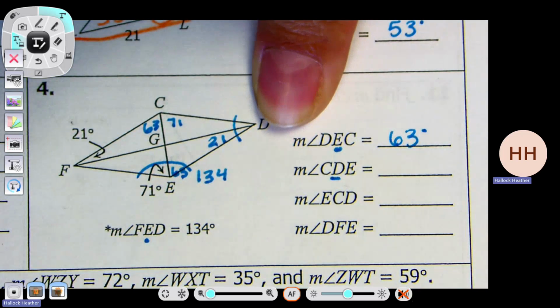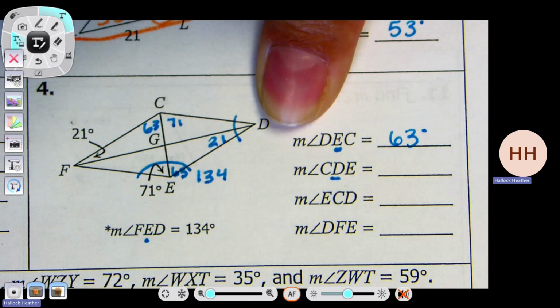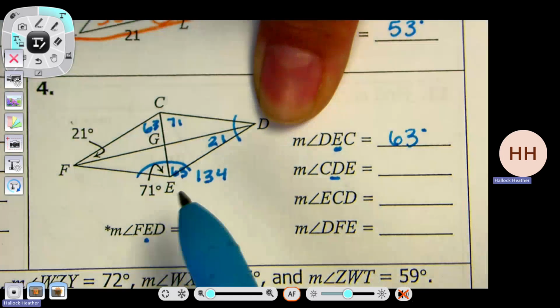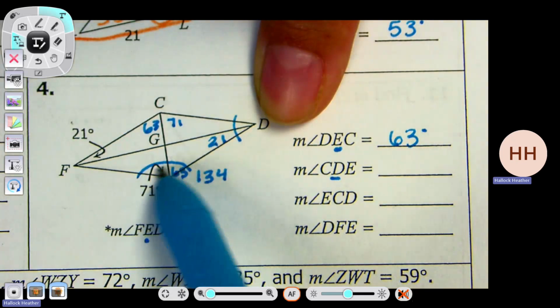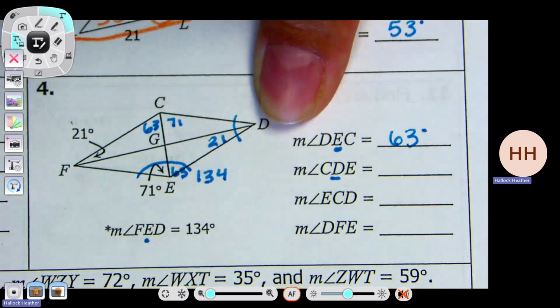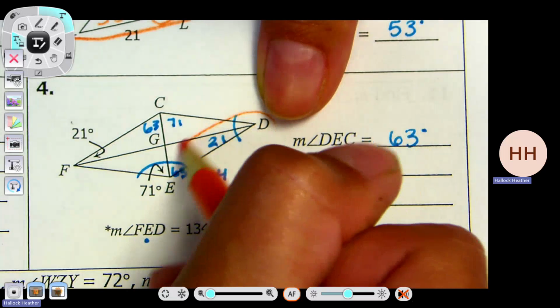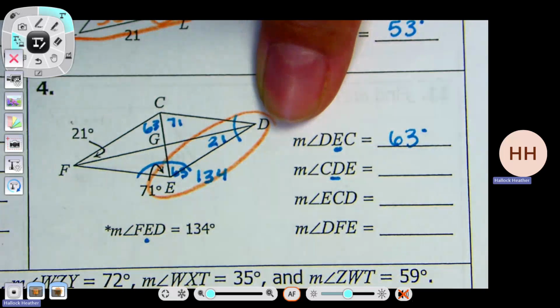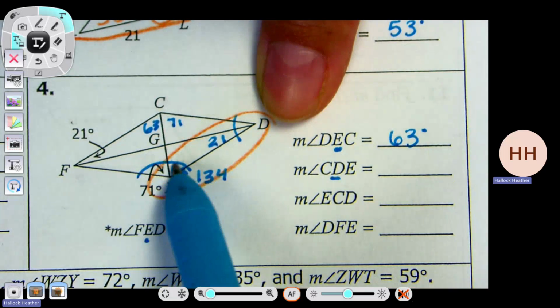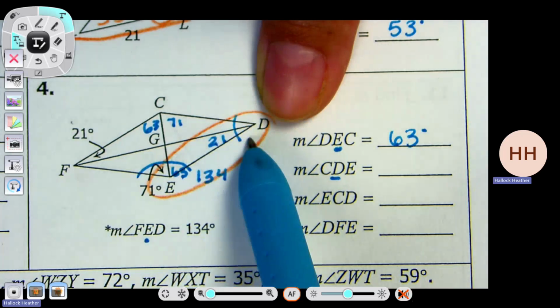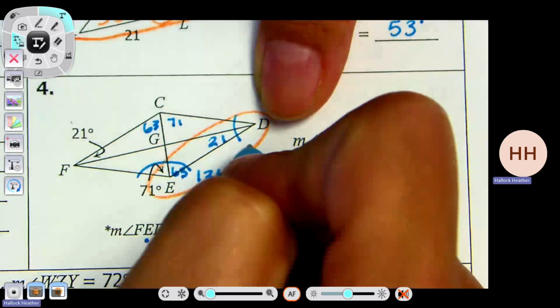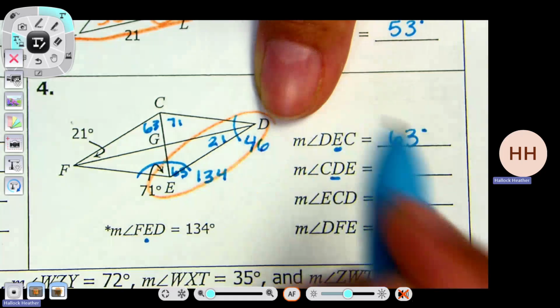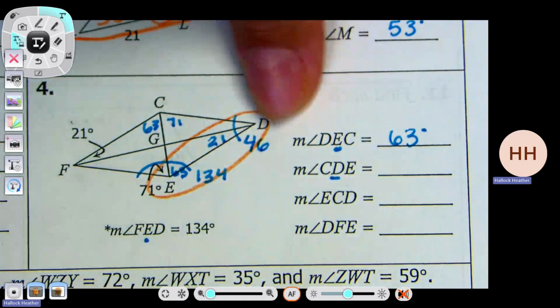Does anybody have a big enough brain to figure out how to find it? 180 minus 71. No, 134 minus 71. Yes, because these two make 134 together, just like we did on problem number 2. These two angles need to add to make 180 in total. So if this is 134, how much is D all together? 46. So this whole angle is 46 degrees because same side angles.